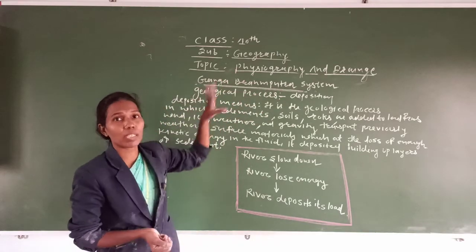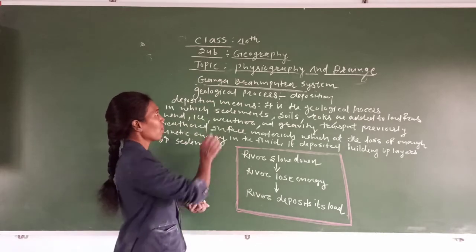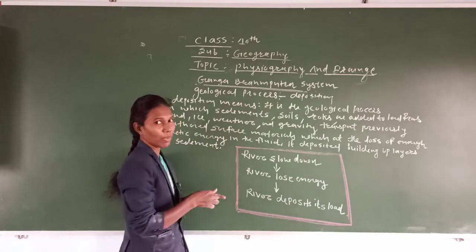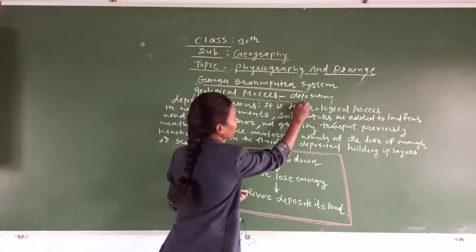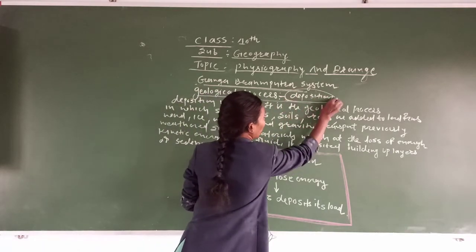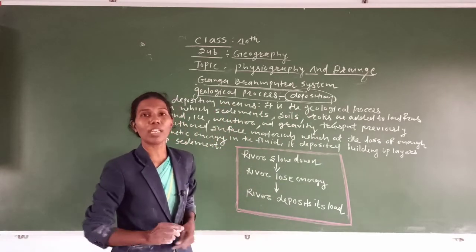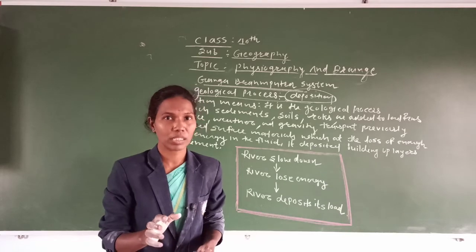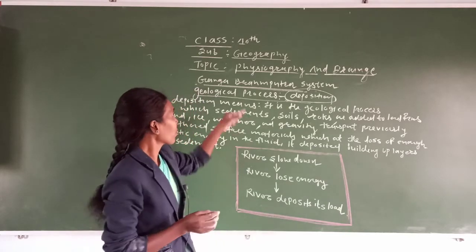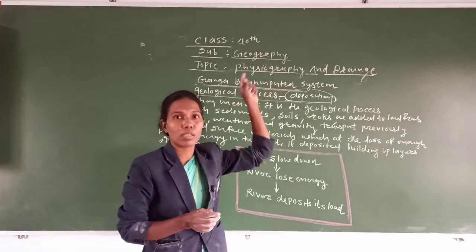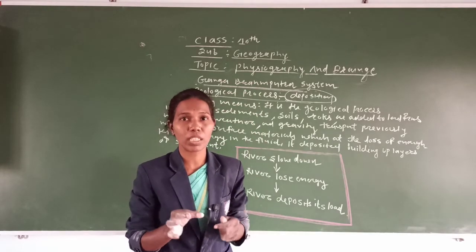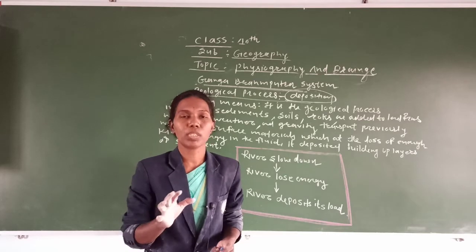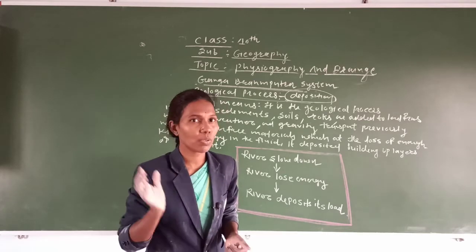We learn how the Ganga Brahmaputra system is formed. The formation of the Ganga Brahmaputra system is known as a geological process. This geological process is also known as deposition. When we were in 9th standard, we learned about the depositional work of the rivers. The Ganga Brahmaputra system is formed due to the depositional work of the river Satluj and its tributaries. Tributaries means rivers and their sub-rivers.